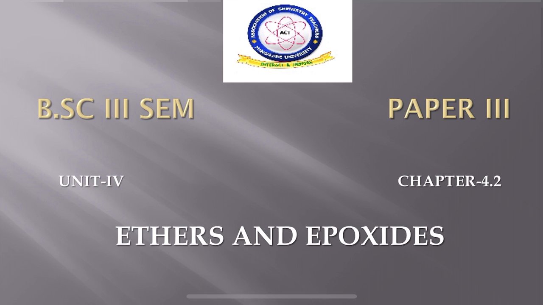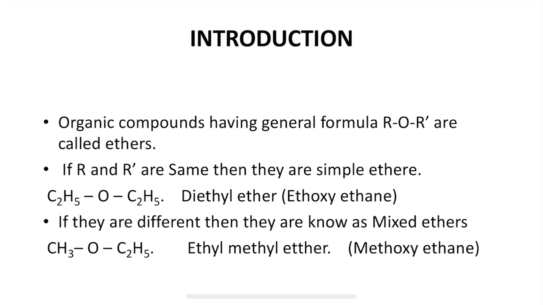So before going to the chemical reactions of ethers, let us have a brief introduction to ethers. Ethers are organic compounds which have the general formula ROR dash. Those organic compounds which have the ROR dash type of formula are called ethers. Here R or R dash are alkyl or aryl groups. So this R and R dash might be an alkyl group or an aryl group.